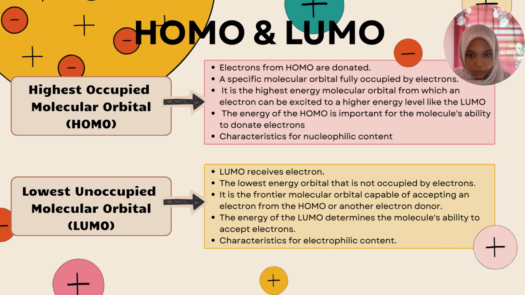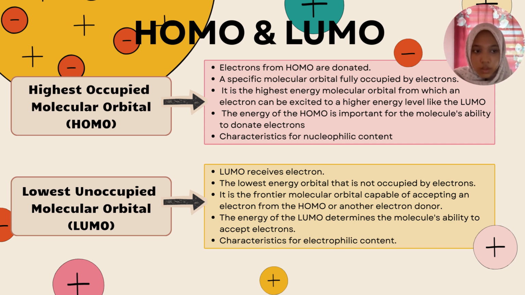What is HOMO and what is LUMO? HOMO is the highest occupied molecular orbital. Electrons from the HOMO are donated. It is a molecular orbital fully occupied by electrons, and it is the highest energy molecular orbital from which an electron can be promoted to a higher energy level like the LUMO. The energy of the HOMO is important for the molecule's ability to donate electrons, and its characteristic is nucleophilic.